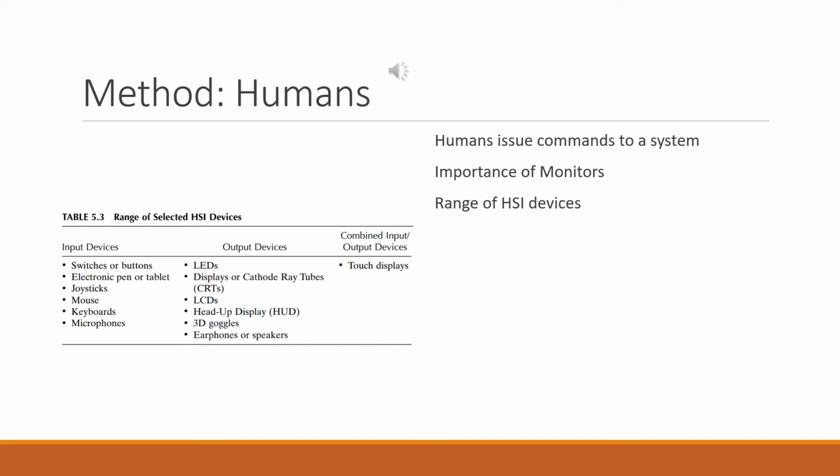A method of testing HSIs is through humans. The method of testing is using humans to input commands into the system and seeing how the system behaves. Humans control systems by issuing appropriate commands. The output of these systems stemming from these commands is then monitored. Monitors provide humans the information they need to control the system, provided that it is unambiguous and easily comprehended.